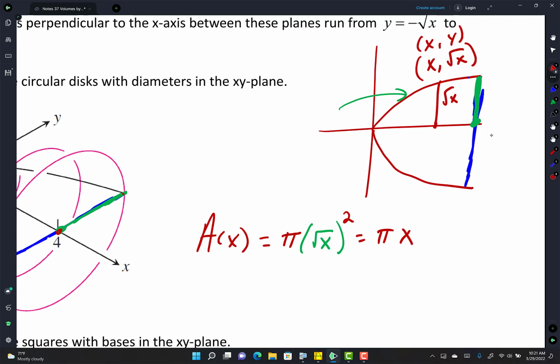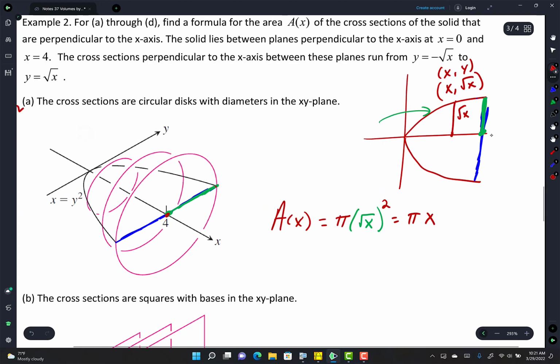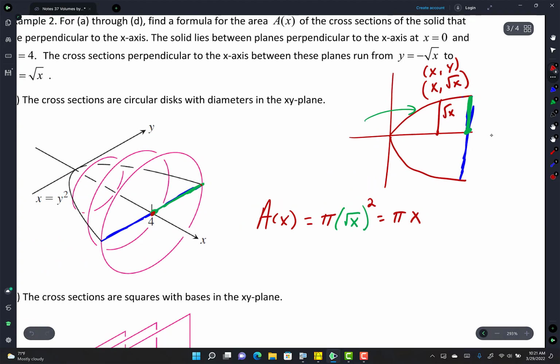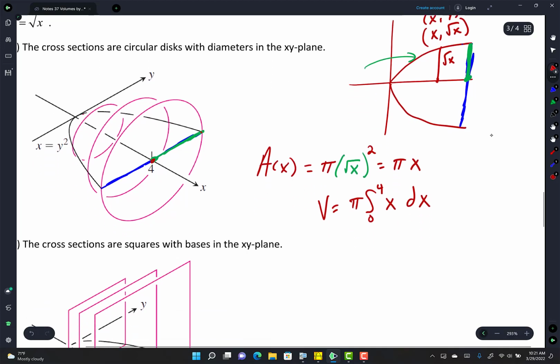They're not asking me for the volume. Are they asking me for the volume? No, they're not asking me. But if they did ask me for the volume, they're not asking, guys, but I'm going to go ahead and write it in here. Pi integral 0 all the way to 4 of x dx, if they were. How do we feel? Okay, let's go to the next one.